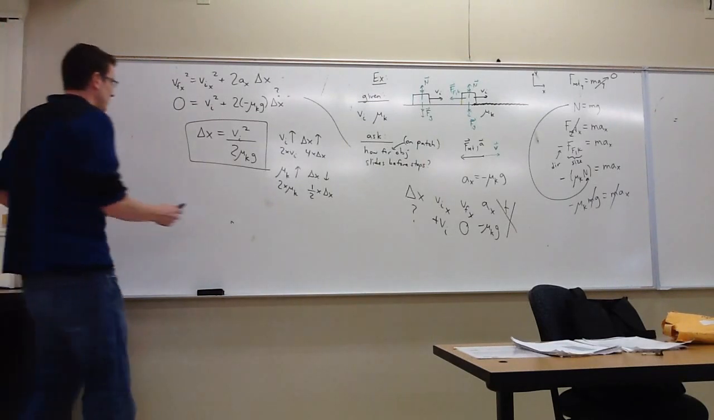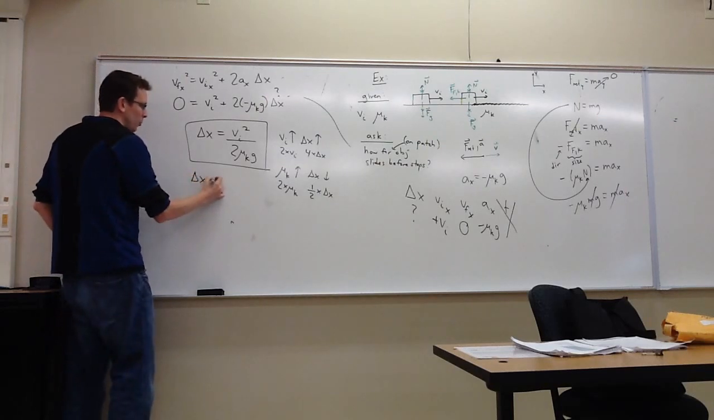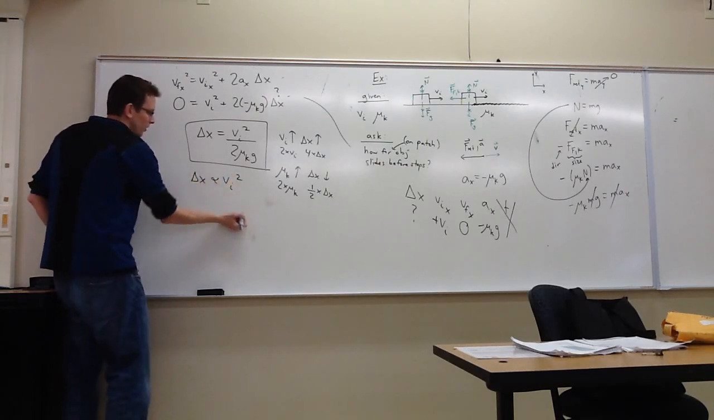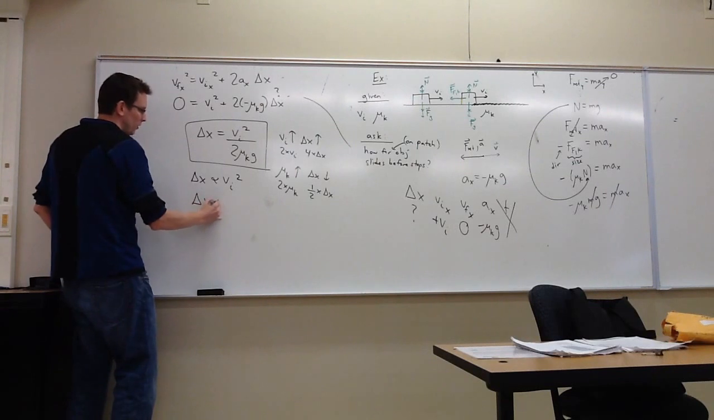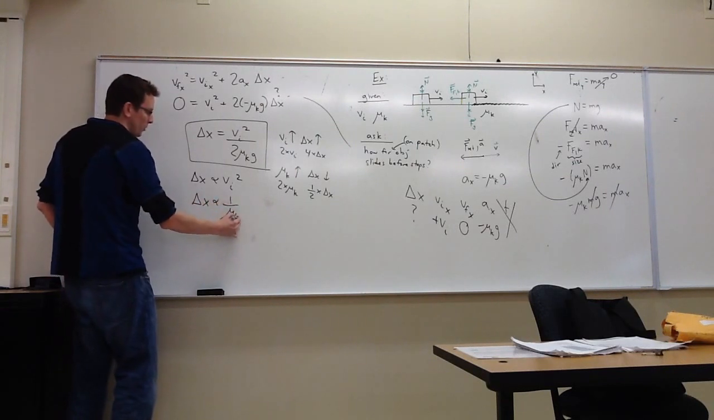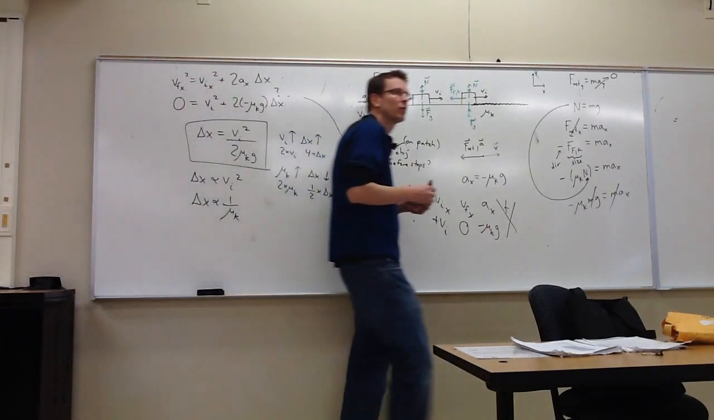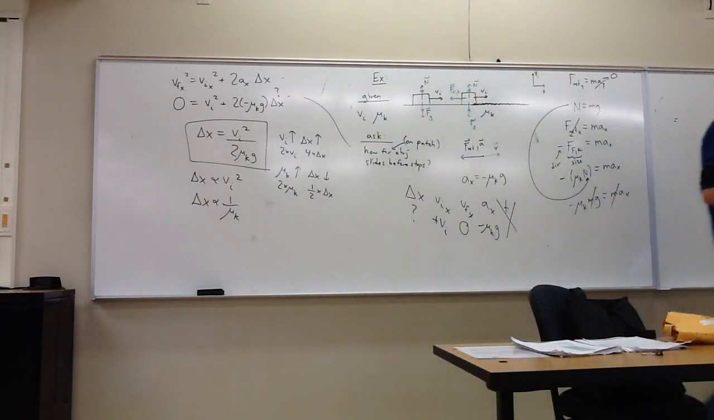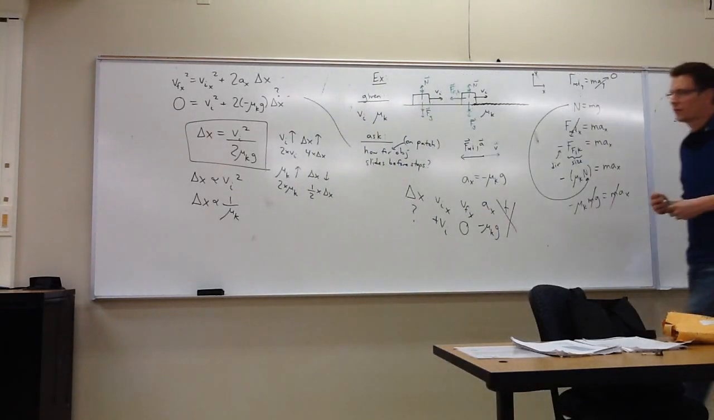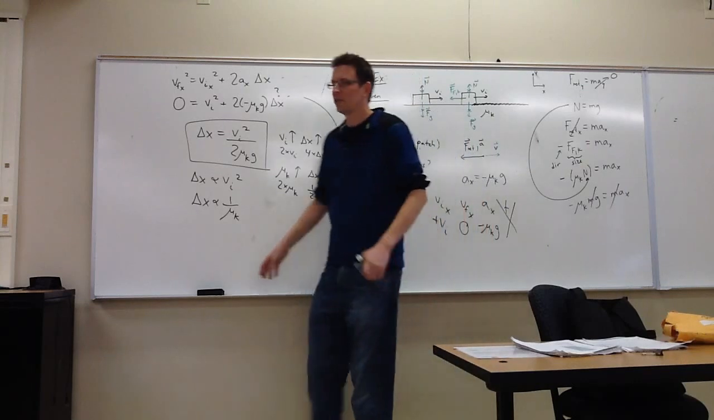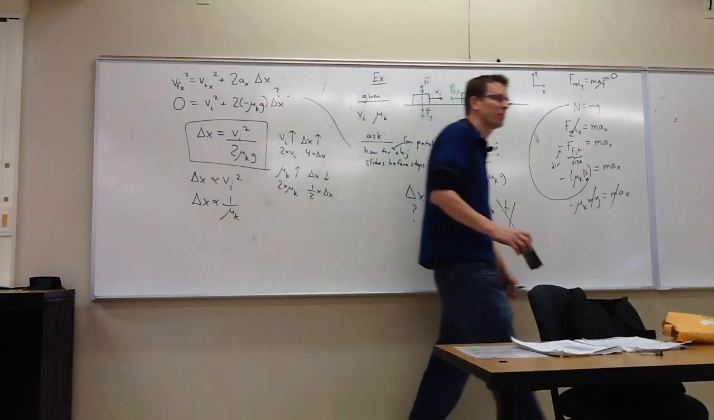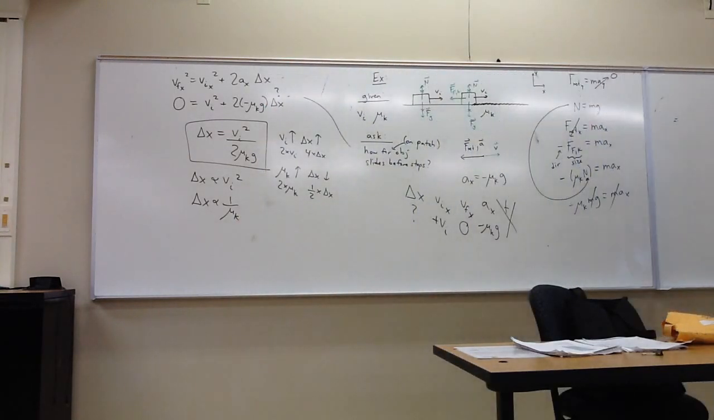So what I'm basically saying is that delta x is proportional to v initial squared. That was the first one, and the other one, delta x is proportional to 1 over mu k. So that is some insight that you can get from symbolic solutions. You can double check that everything is where it should be. Are there any questions on this before I move forward?